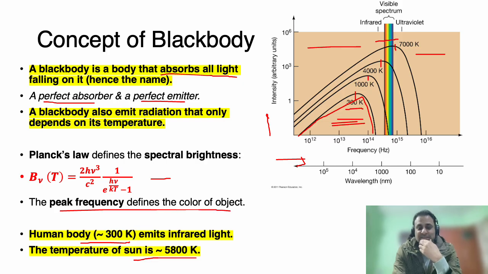So now it makes sense why the sun looks yellow, because yellow is actually the peak. If the sun has a temperature of about 5800 Kelvin, then the peak almost falls in the yellow band.